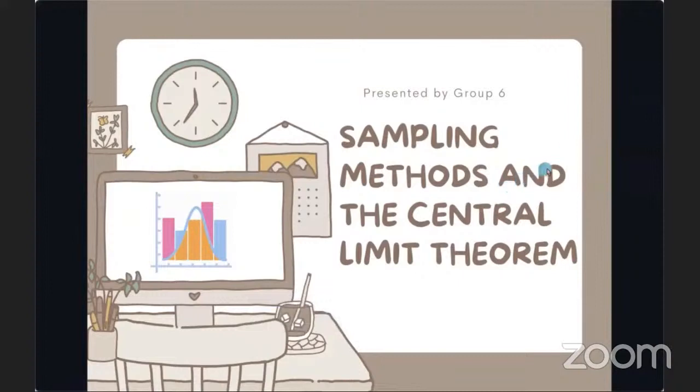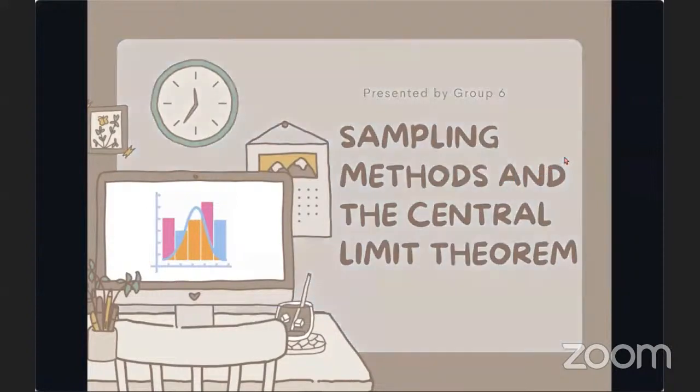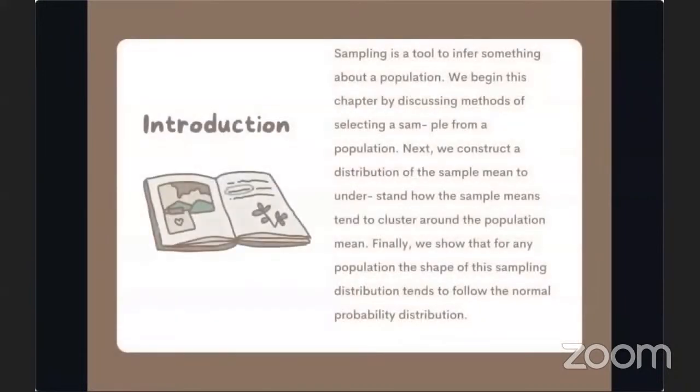Sampling methods and the central limit theorem. Sampling is a tool to infer something about a population.